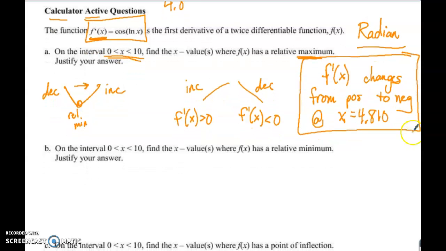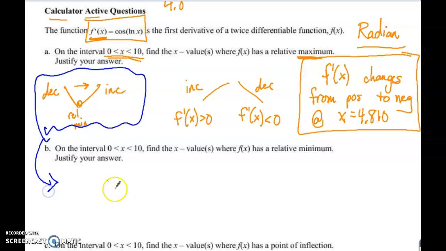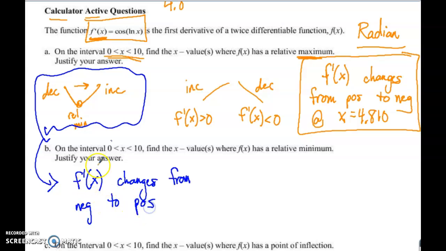So what about that minimum? Well, we kind of already talked about that minimum. You know, this work right here is explaining this. And so that's my reason, that f prime of x changes from negative to positive. And notice that my reason is from the given information. I'm using the derivative to justify it.